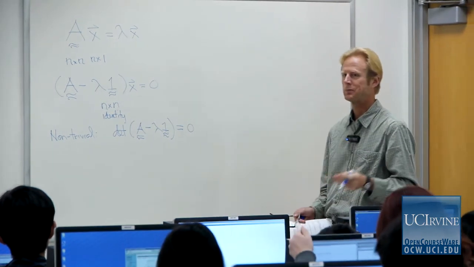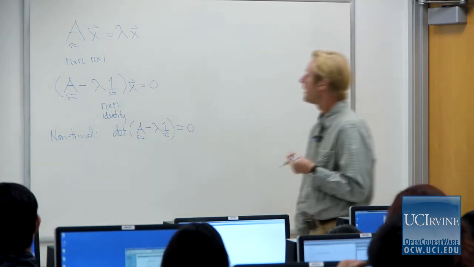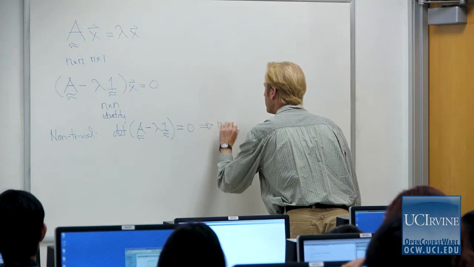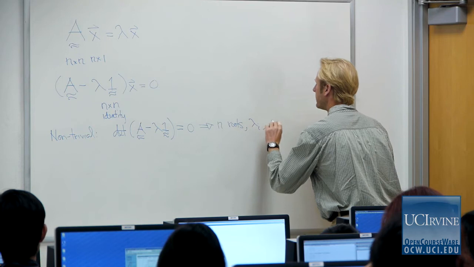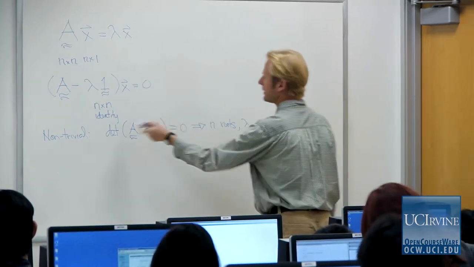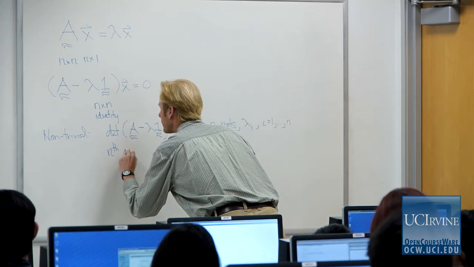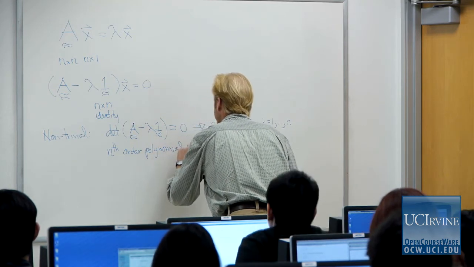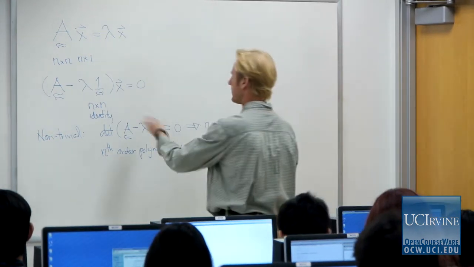It may not be obvious, but when you actually form the determinant and solve this equation, it's going to give you n roots, which we can label lambda i, with i equals 1 to n, because this determinantal equation will give you an nth order polynomial in lambda. So that's essentially how you determine the lambdas.